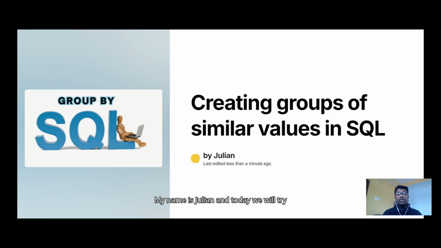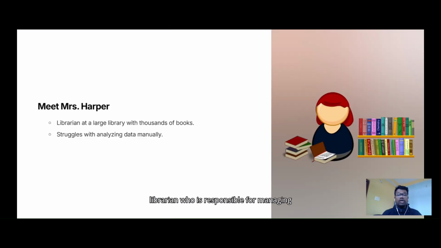My name is Julian and today we will try to understand more commands in SQL. We will specifically look at how we can group certain sets of values and run SQL commands on them. For understanding it better, let's go back to the story of Mrs. Harper, a librarian who is responsible for managing thousands of books.